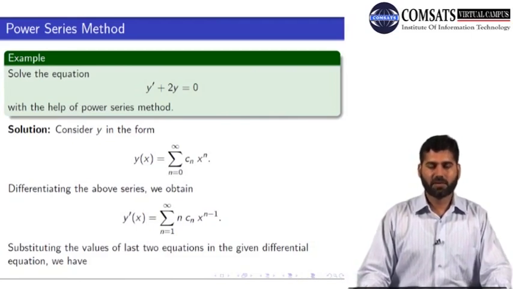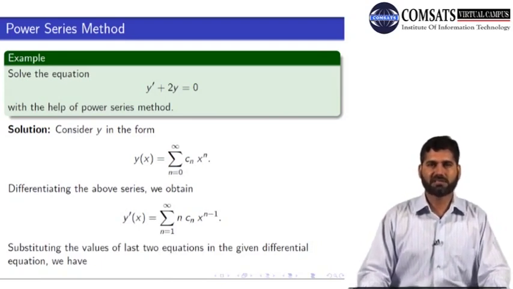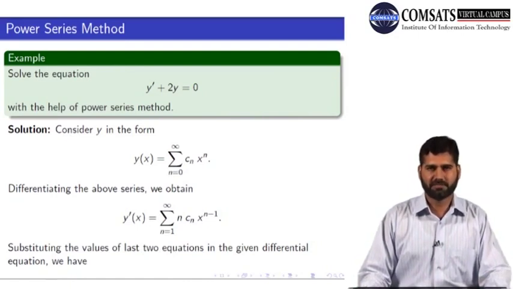Example: solve the equation y prime plus 2y equal to 0 with the help of power series method. Because we developed some theorems for the power series in the last lecture, when a differential equation has a power series solution, then we assume that this power series is convergent in some interval. If it is convergent in some interval, then we can differentiate this series term by term.